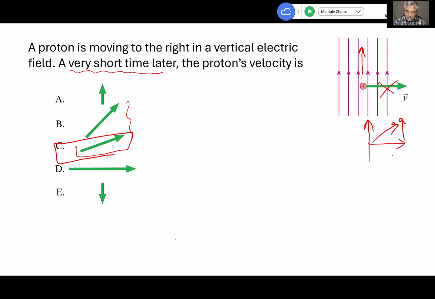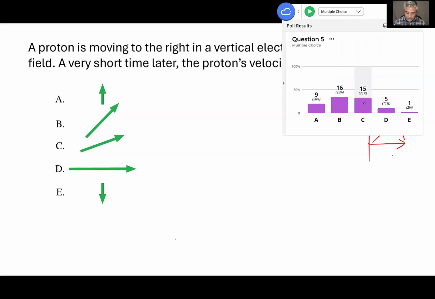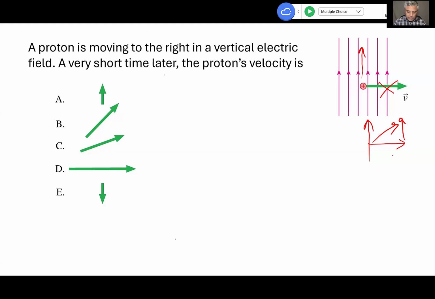In a short time, it's going to be just tilted a little bit. The longer you wait, it becomes more tilted, and then eventually this is going to be A. Eventually, after a long time. So it looks like C is the best choice in this case because it said very short time.